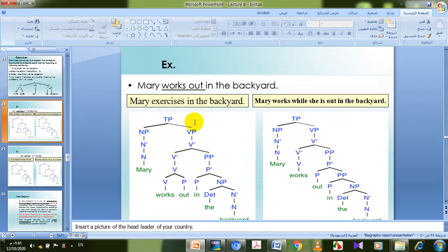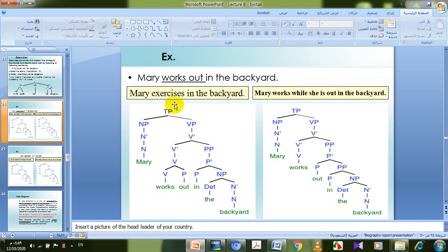Here, Mary works out in the backyard. Mary works out. Works out can mean exercise. If you work out, it means you exercise. Or Mary works, out in the backyard, so she works while she is out in the backyard. So there are two different interpretations. Let's see the first one.